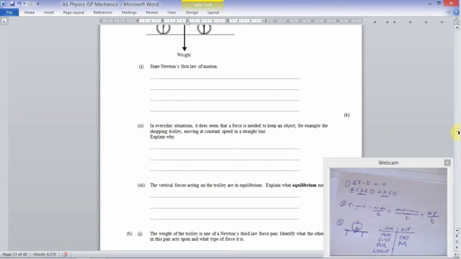If there were no resistive forces, then things would just carry on going in a straight line. So think about an ice skater. They don't need to push off the ice again; they just keep skating on forever. Or think of a rocket in space. If it's fired off, it just carries on at a constant speed because there are no resistive forces.